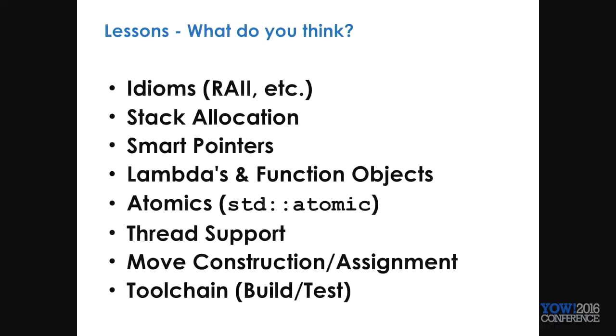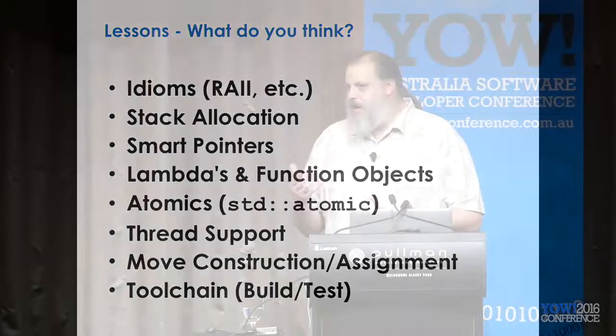So some of the idioms, smart pointers might be there. Stack allocation has been around a long time, so there shouldn't be anything there. Lambdas and function objects, probably a lot of things around that because those are all syntactically different, have different kinds of trade-offs, especially something that's supposed to be fairly performance sensitive. Atomics probably has something. Thread support, oh yeah, anytime you add a new standardized API, you're probably going to have it. Move construction and assignment, maybe. Tool chain, probably not. You're dealing with new tools or tools that have evolved, so they may or may not be issues.